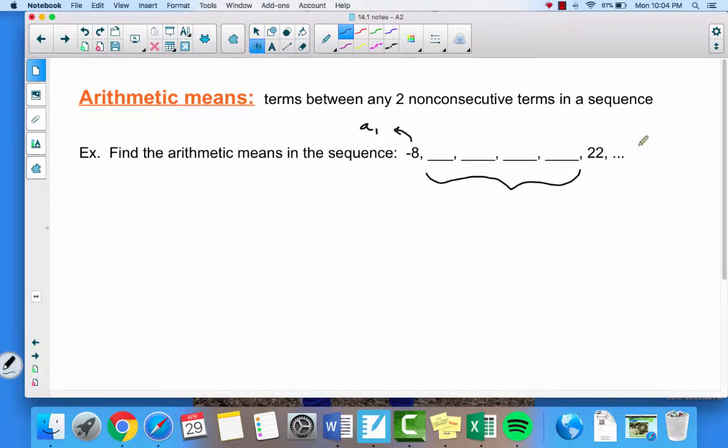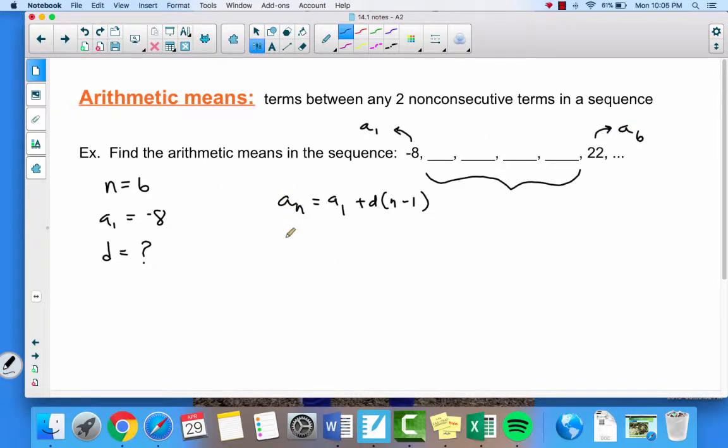We also know that we're ending the sequence with 22. And in this case, there are, let's see, 1, 2, 3, 4, 5, 6 numbers. So we know that n is 6. We know that a sub 1 is -8. What we don't know is the common difference. So we need to find that. And if we can find the common difference, then we can fill in all of those blanks. So what we're going to do is use our formula from the last page. a sub n equals a sub 1 plus d times n minus 1. And then we can solve for the common difference and fill in the blanks.